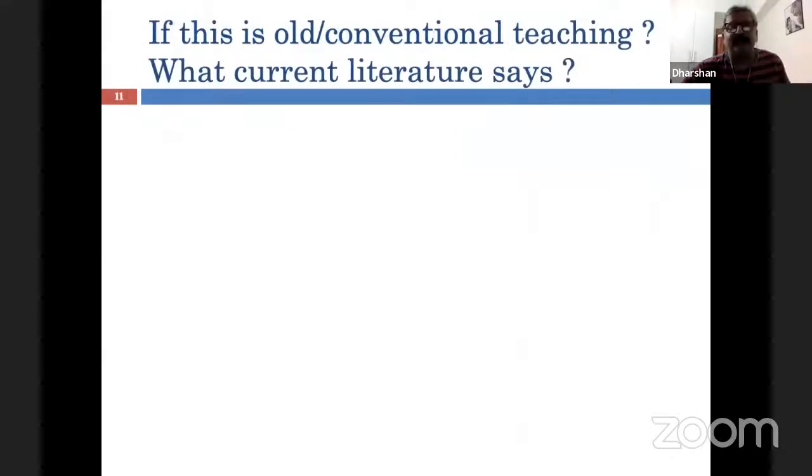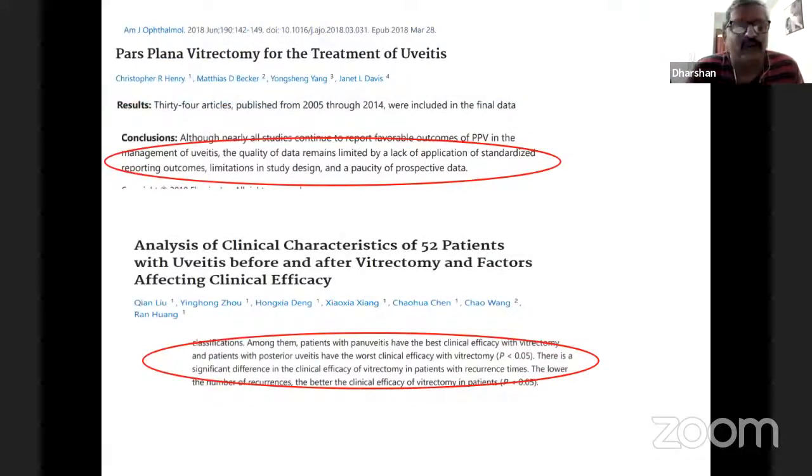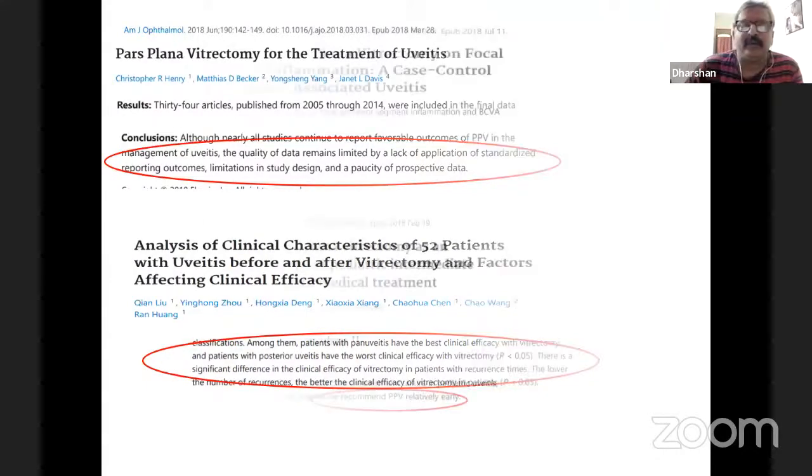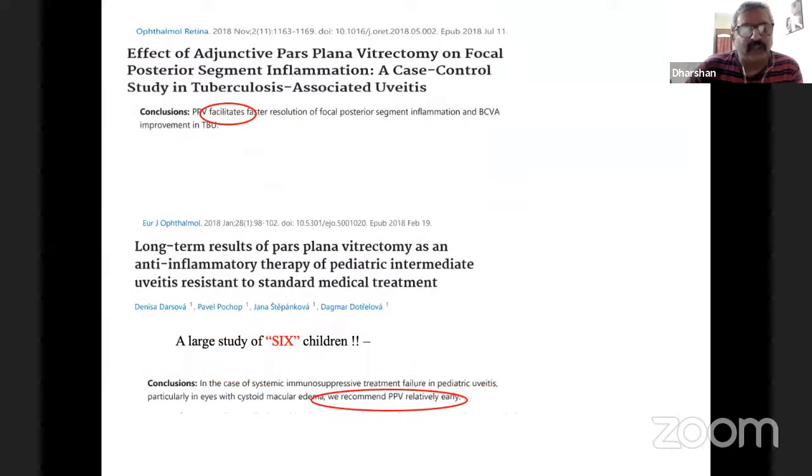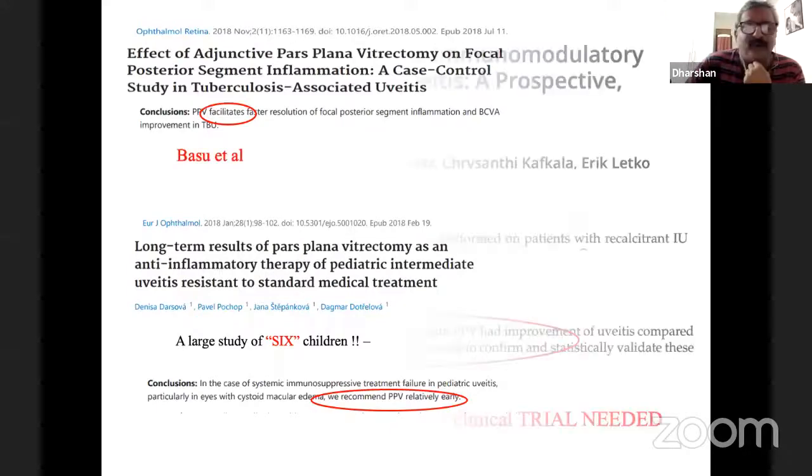So if this is what people say is old or conventional teaching, then what does the current literature say? I went through the literature also and found that most of these studies lack standardized reporting of outcomes, so you can't rely upon them. You need to take them with a pinch of salt. Some of the studies show that panuveitis has better outcomes than intermediate uveitis. There was a large study of children which promoted pars plana vitrectomy in intermediate uveitis. And then I saw this TB uveitis study, a case control study, which showed that adjunctive pars plana vitrectomy facilitated faster resolution. Then I realized this is Basu et al. So then I just moved on to the next one.